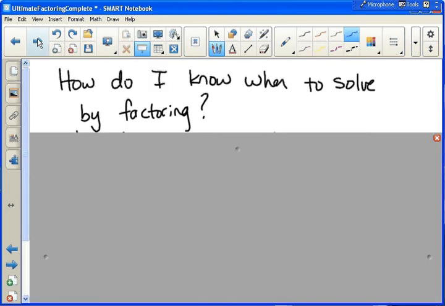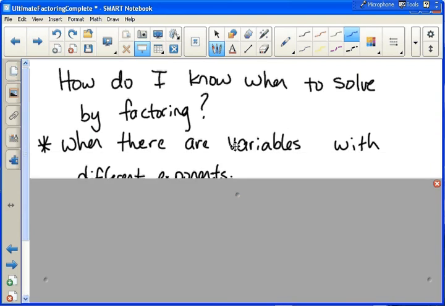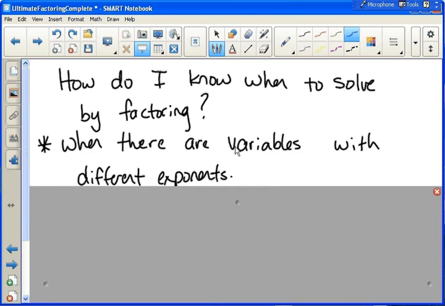So a fair question to ask is, how do I know when to solve by factoring? You've learned to solve for x for probably a long time now. How do you know when you're supposed to factor instead of just do the normal solve for x kind of a deal? Well, the key is when you see variables that have different exponents, it's probably a good sign that you need to factor.